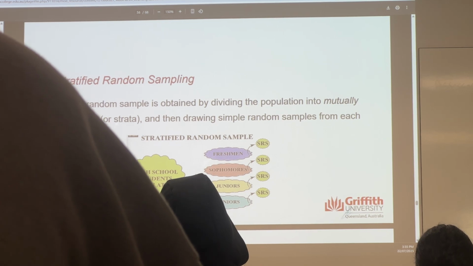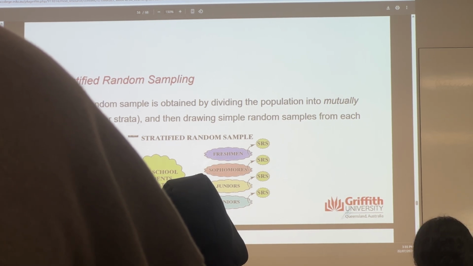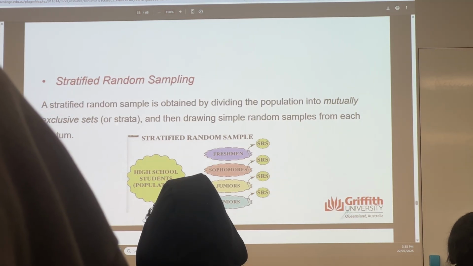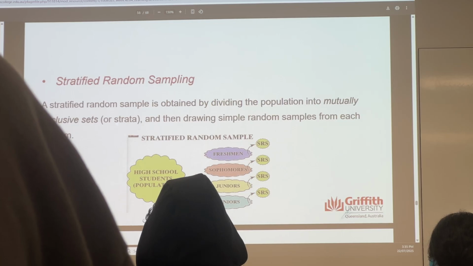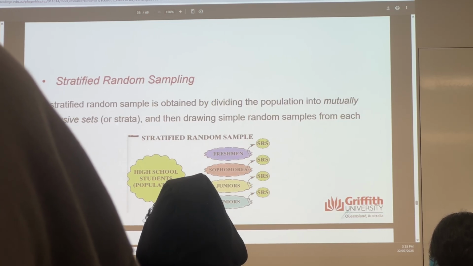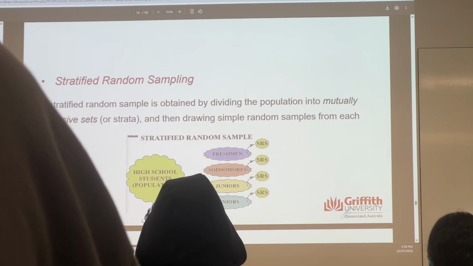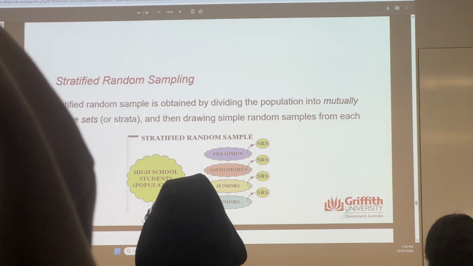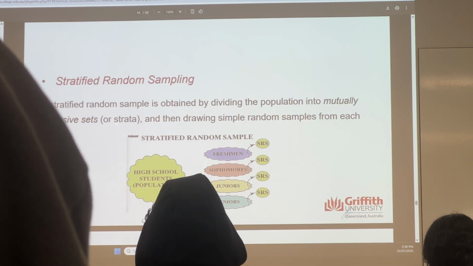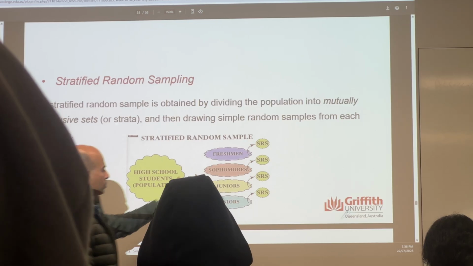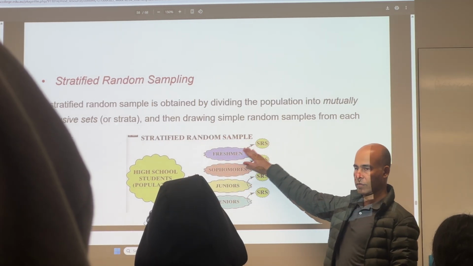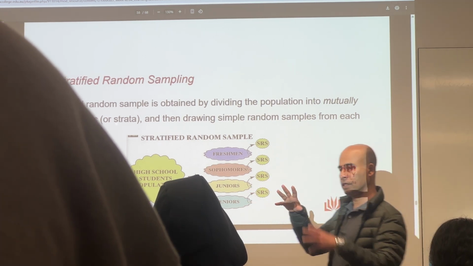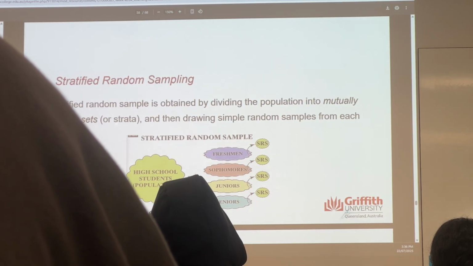So if you want to get a sample, we can divide our population into strata. Strata means different groups, or we call them sets, and then from each set we can draw a number of students randomly. That's how you get stratified sampling. So you draw a few students from this group, another group, juniors and seniors, so that the sample consists of all the students.